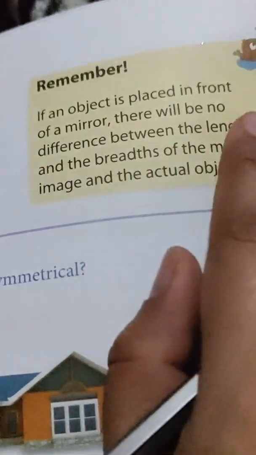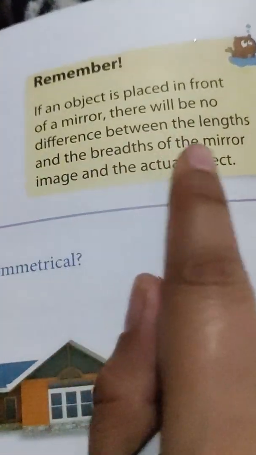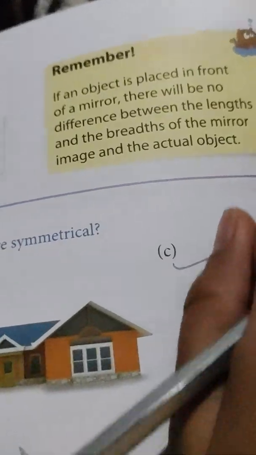Here also, as you can see, the Taj Mahal is shown in a reflection symmetry. When you can see an exact copy of the same image in the reflection, that is reflection symmetry. So if an object is placed in front of the mirror, there will be no difference between the length and the breadth of the mirror image to the actual object. So this is called reflection symmetry.